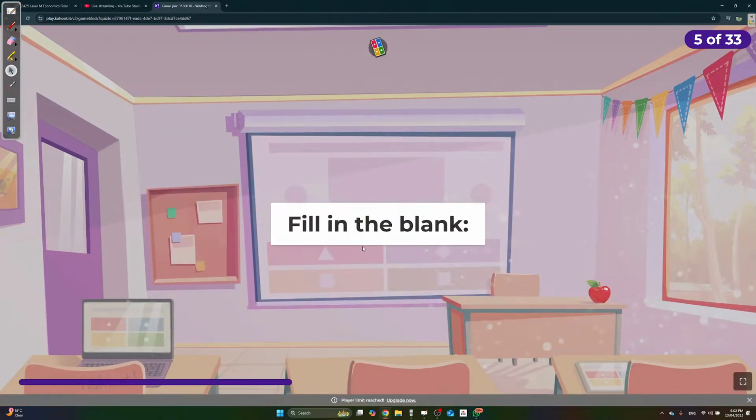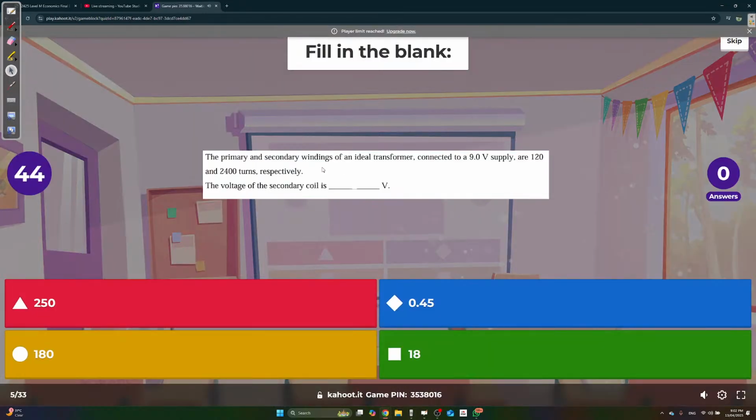Okay, the next question, guys. The primary and secondary windings of an ideal transformer connected to a 9-volt supply are 100 and 2400 respectively. What is the voltage of the secondary coil? I gave you time here, okay? I know this one needs calculations.